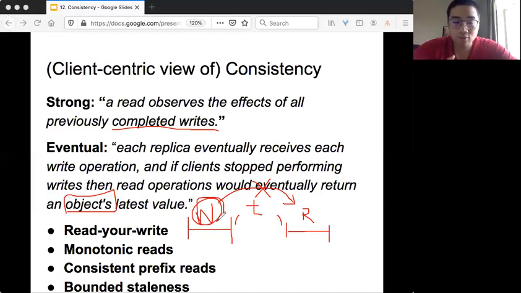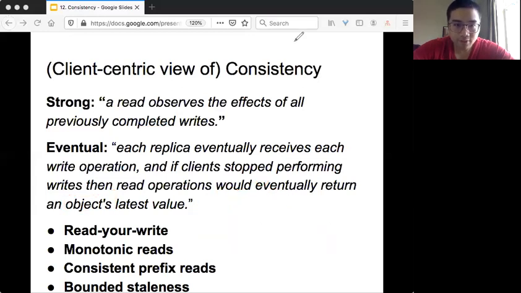And then in designing this kind of distributed system, you will constantly find yourself trading off between performance, reliability or fault tolerance, and consistency guarantees. Okay. So that's all the consistency models that we are going to focus on today.